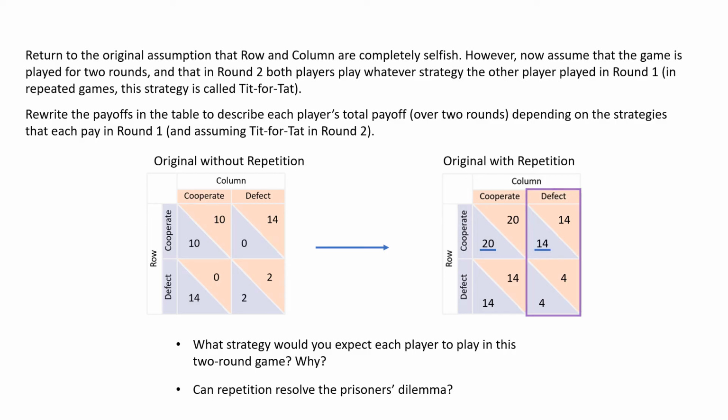He would play cooperate. Now assume that row plays cooperate. Would column player play cooperate or defect? Column would play cooperate. And assume finally that row plays defect. How would column respond to row playing defect? Would he pick cooperate or defect? He would pick cooperate. So we see that the best response for both players would be cooperate, cooperate, and we have resolved the prisoner's dilemma through repetition.